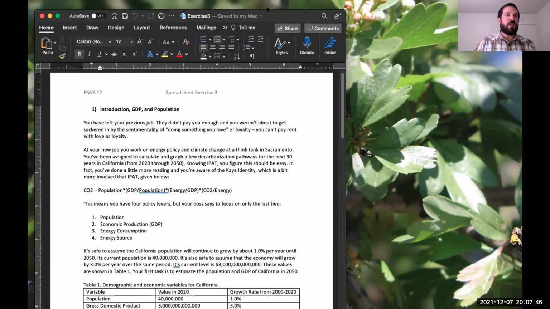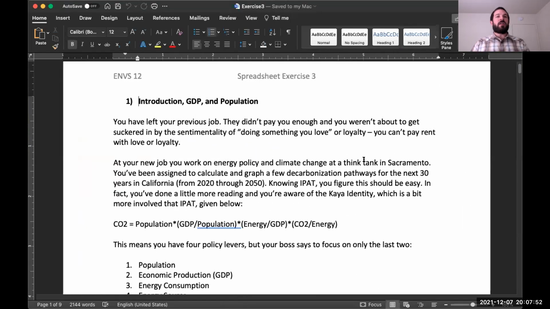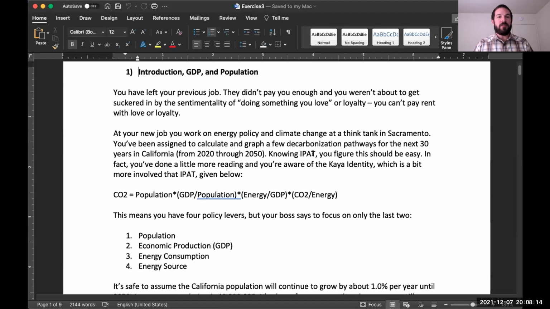So spreadsheet exercise 3. In spreadsheet exercise 3, almost all the spreadsheet has already been built for you. I wanted to provide the spreadsheet to you the way that I did so that you could poke around at it and see how you would construct a spreadsheet like this if you were just given this prompt from the outset.